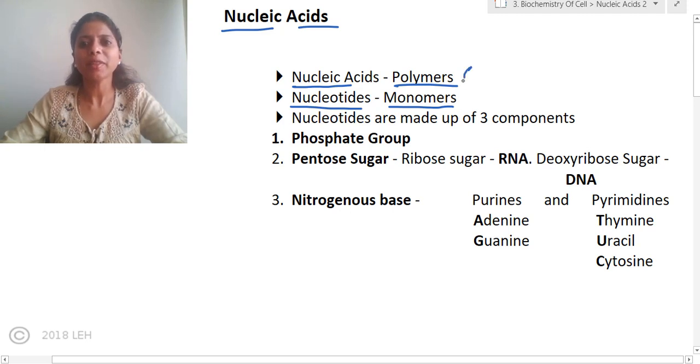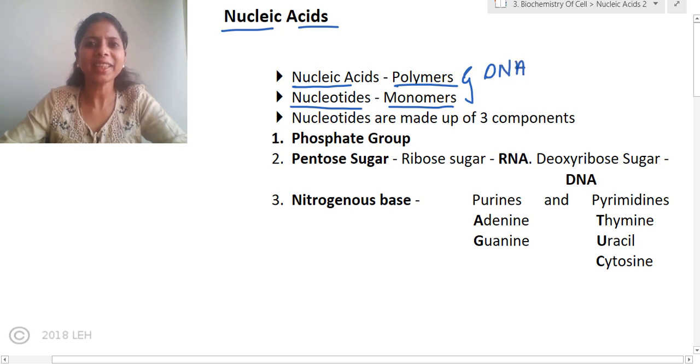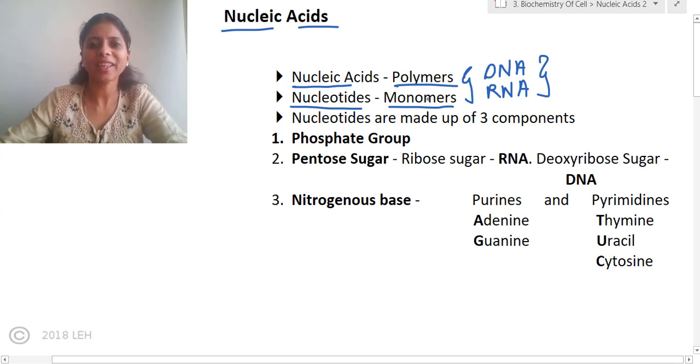So there are two examples of nucleic acids. Which are those? One is DNA. What is the full form of DNA? Deoxyribonucleic acid. Another example of nucleic acid is RNA. Full form of RNA? Ribonucleic acid. Now we started studying more details about the monomer of DNA and monomer of RNA. So nucleotides are the monomers.